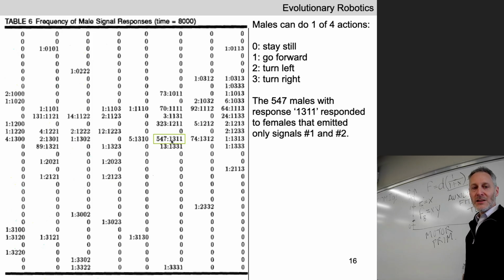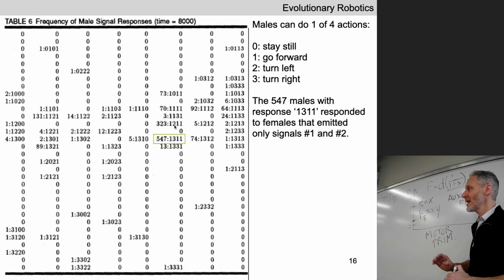Okay. Turns out, which is not shown in this table, that these males are actually responding to females, and these females only ever emit signals 1 and 2. The females don't even bother emitting songs 3 and 4, for these males don't need it. They only need 2 songs. They need one song to be emitted reliably that tells them to go straight, and a second song that tells them to turn right.